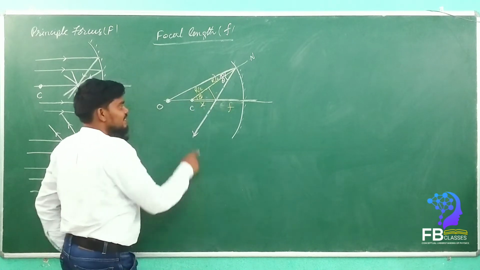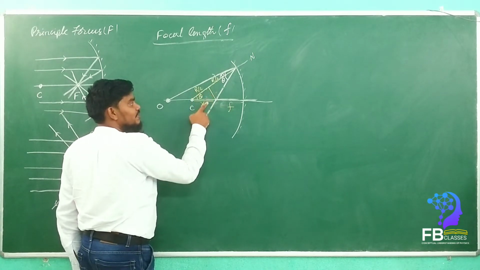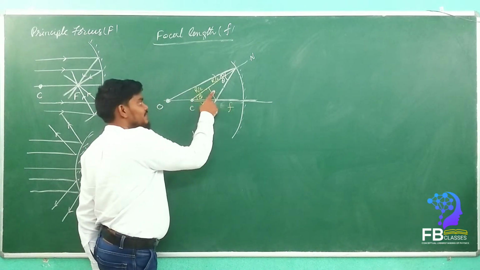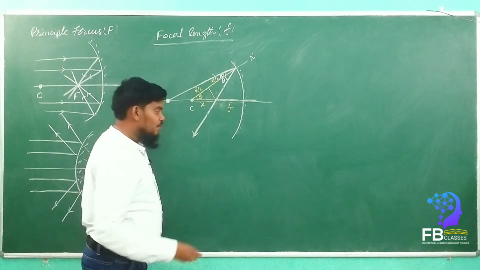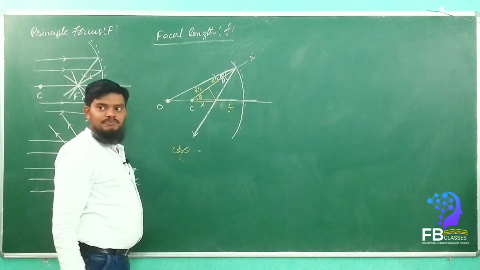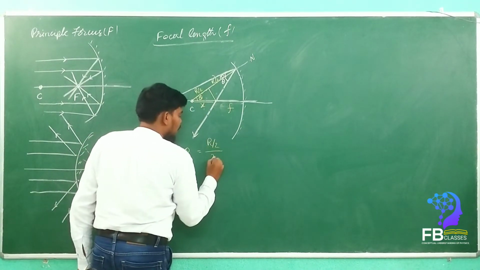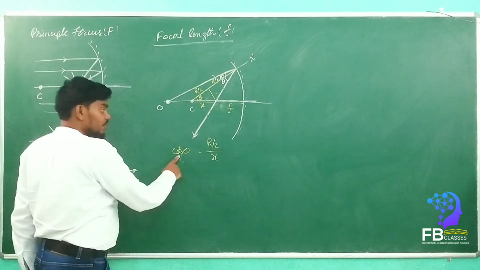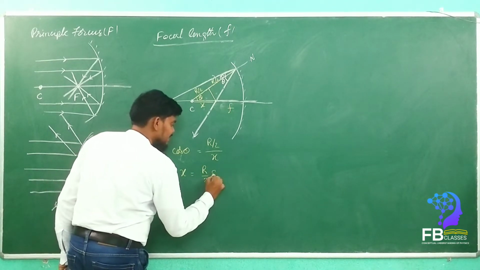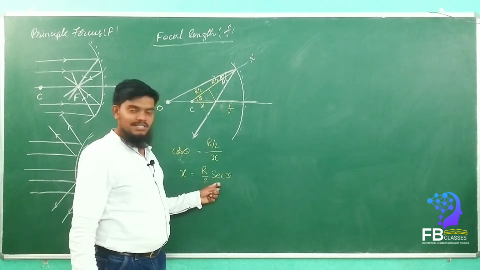So from here, see this. This is the base, this is the opposite. R by 2 is the base, and this is the hypotenuse. Yes or no? So from this triangle, cos theta is equal to how much, my dears? Cos theta is equal to adjacent upon hypotenuse. Adjacent is r by 2 upon x. Are you getting my point? From here, x is equal to r by 2 secant theta. Got it? Cos theta, when it goes up, becomes secant theta.